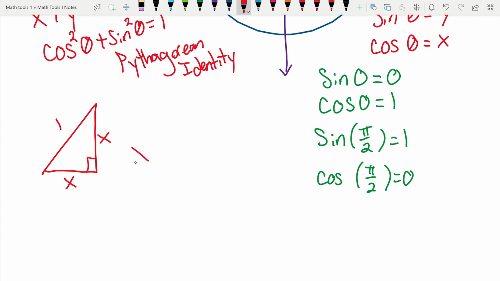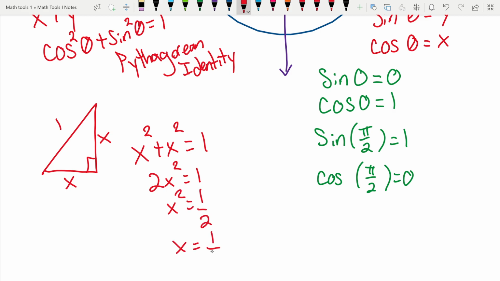So in particular, if we have 1 and this is x and this is x, meaning that they're both the same number, x squared plus x squared equals 1 by Pythagorean's theorem. So 2x squared equals 1. So x squared equals 1 over 2. So x equals 1 over the square root of 2. We're only considering the positive number here. And sometimes we like to rewrite this as square root of 2 over 2, because some people don't like leaving square roots in the denominator. So whatever, this is fine too.